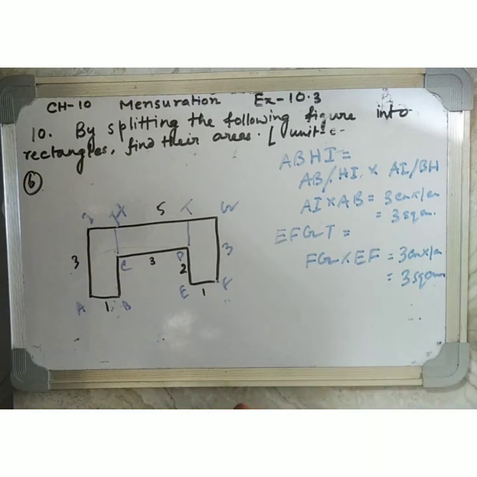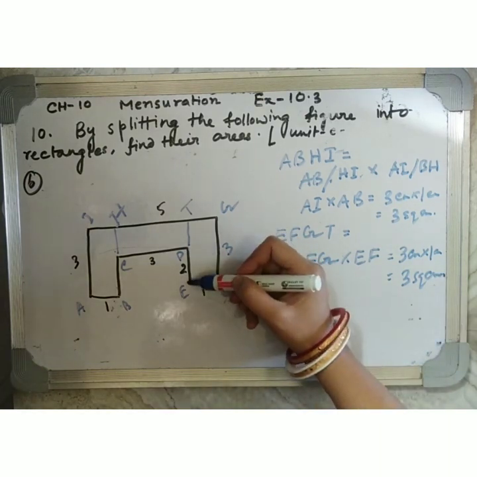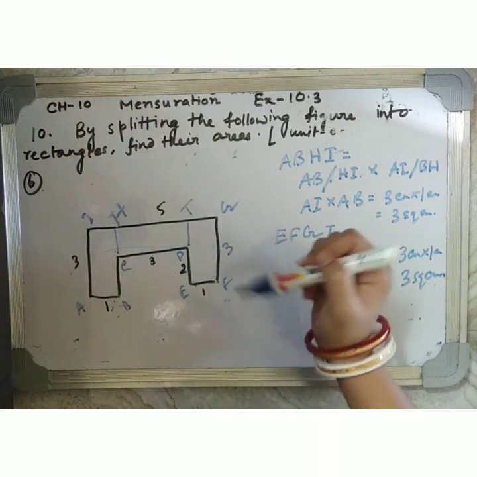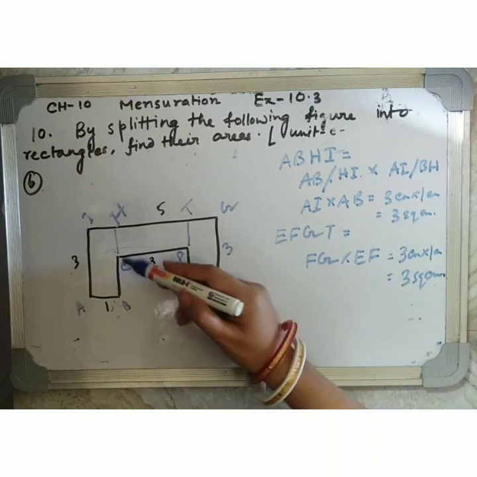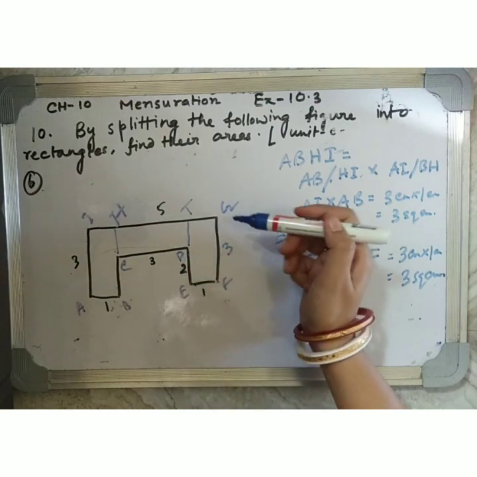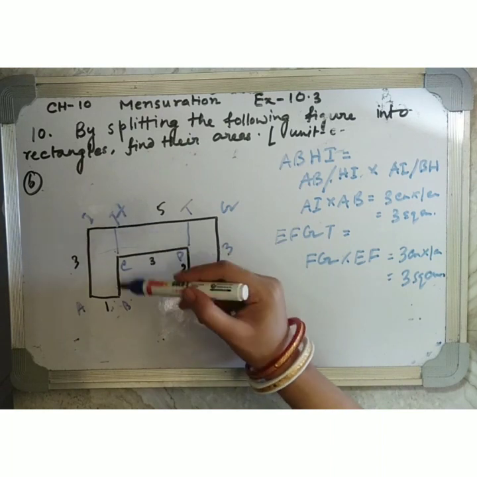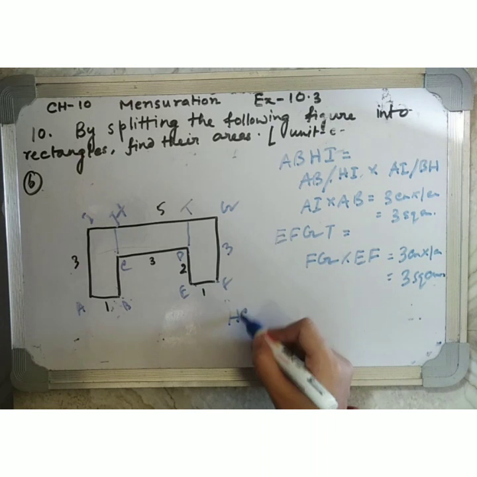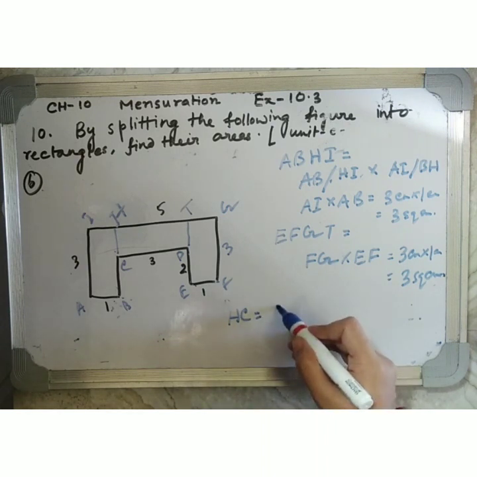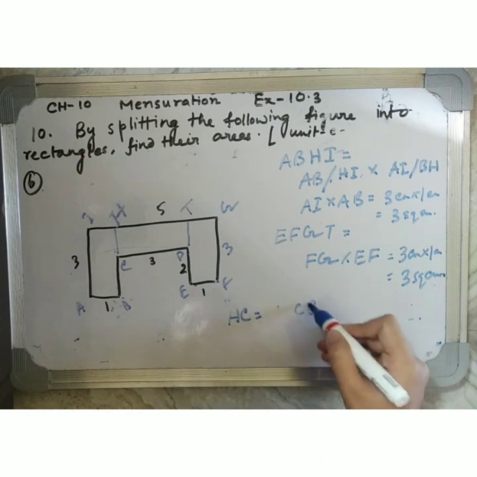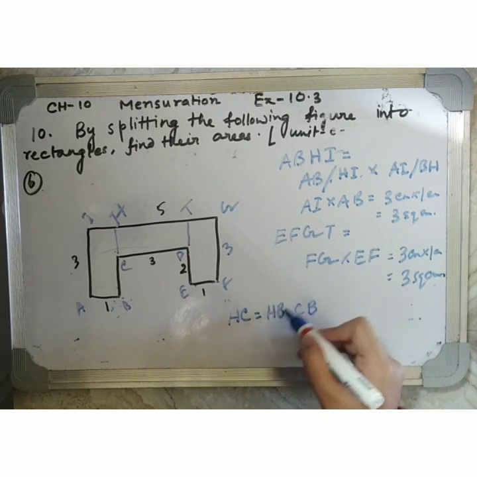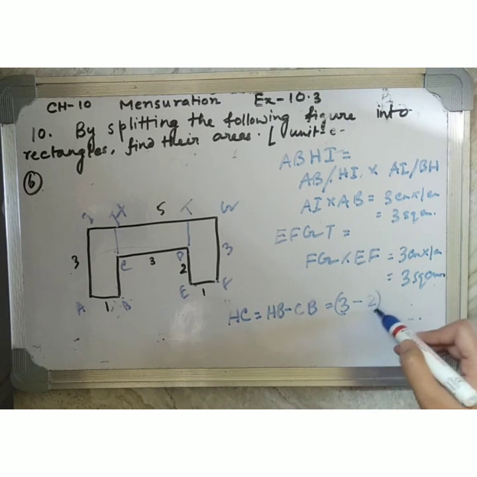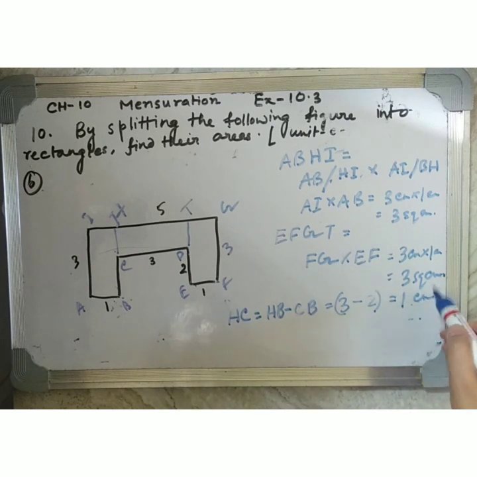Okay. Now see, this is 2 centimeter, means DE is 2 centimeter. So similarly BC will also be 2 centimeter. If BC is 2 centimeter and HB is 3 centimeter, so how will we find the HC? HC will be found by subtracting CB from HB. HB is 3 centimeter, BC is 2 centimeter, so it will be 1 centimeter.